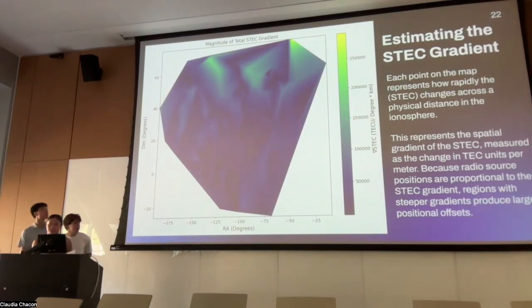Using the same 18 megahertz data and the calculated positional offsets from before, I was now able to calculate the STEC. Each point on the map represents how rapidly the STEC changes across a physical distance in the ionosphere. This represents the spatial gradient of the STEC, measured as the change in TEC units per meter. Because radio source positions are proportional to the STEC gradient, regions with steeper gradients resulted in a greater positional offset.